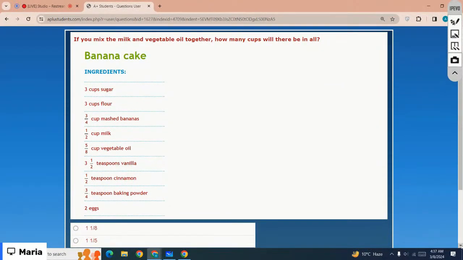If you mix the milk and vegetable oil together, how many cups will there be in all? I think that's the same one. The milk is 1 by 2 cup and the vegetable oil is 5 over 8. That is 1 whole 1 over 8. The correct option is option number 1.